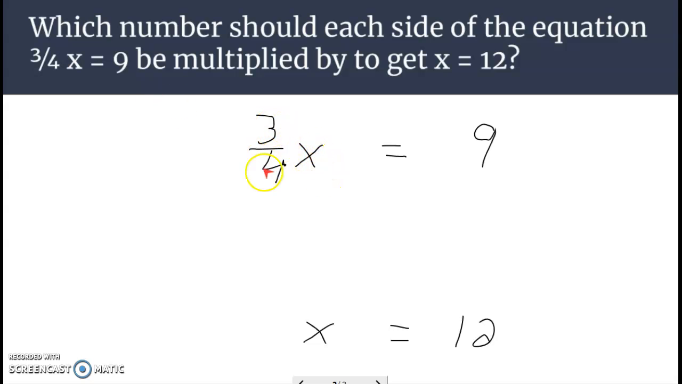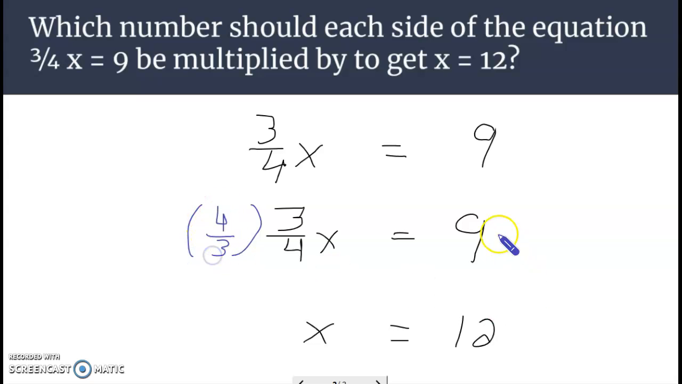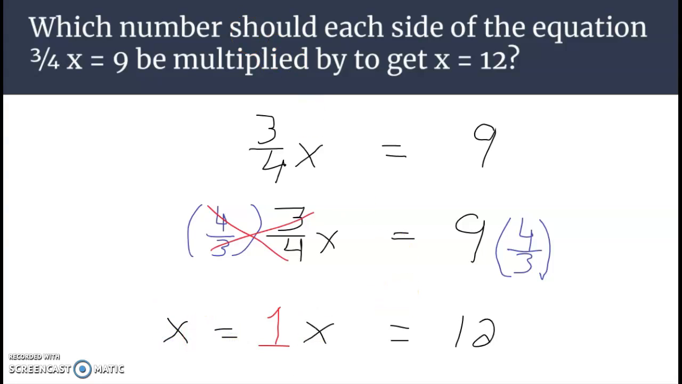Whenever a variable is being multiplied by a fraction, you can undo that, or quote-unquote get rid of the fraction, by multiplying both sides by the reciprocal. We'll take the reciprocal of 3/4, which is 4/3, and that will get multiplied on both sides. Now notice what happens. 3/4 times 4/3. They cancel out. Yes, we say cancel out, but really they become the number 1, which we don't have to write. Saying 1x is just the same thing as saying plain old x.